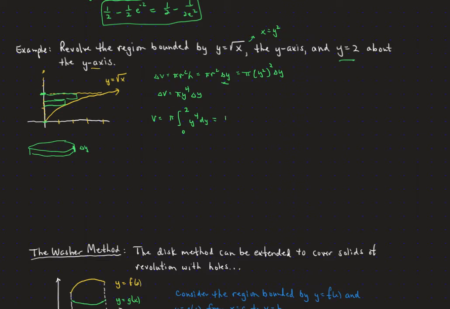So that's going to be pi times, and the integral of y to the fourth is going to be y to the fifth over 5, and we're going to evaluate that from 0 to 2. So 2 to the fifth is 32, so that's going to be 32 pi over 5, and then minus 0 is going to make that be our volume.